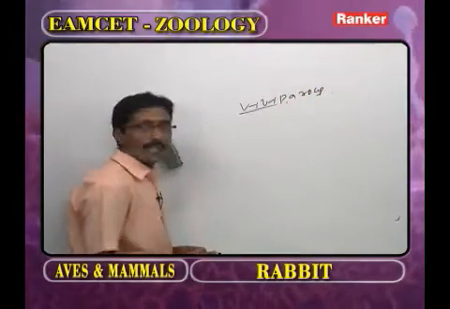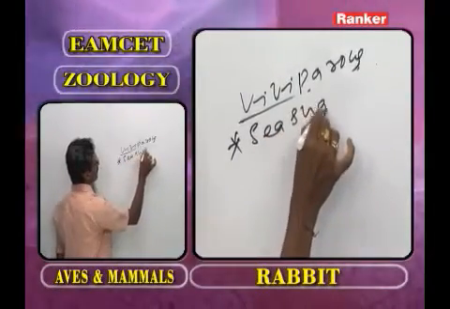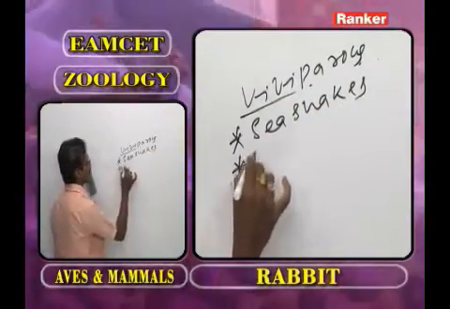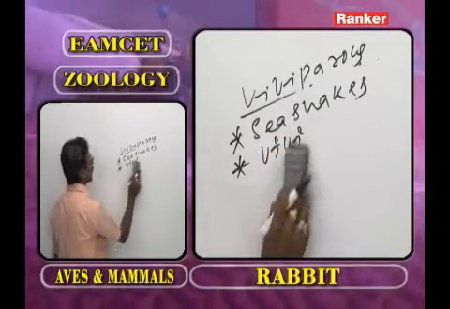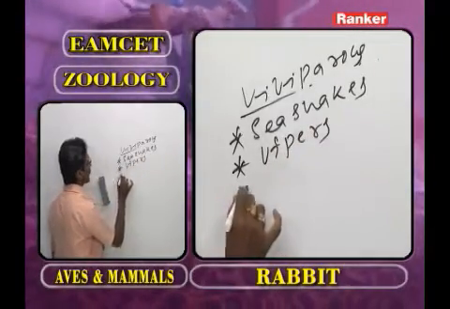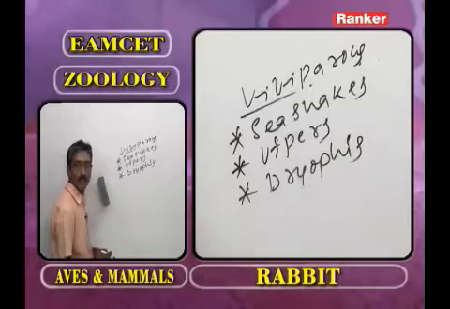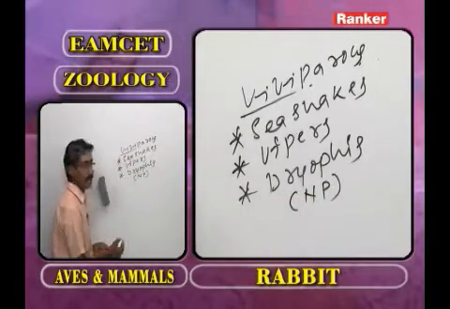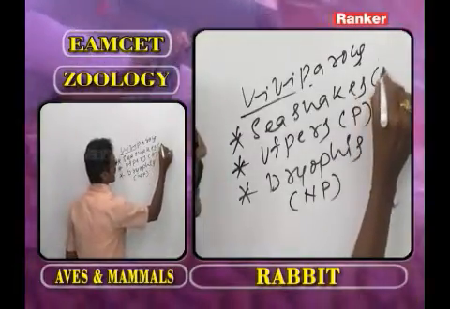what are the viviparous snakes? One example is the sea snakes. All sea snakes are viviparous. The second example is vipers. All vipers are viviparous. And the third example is the dryophis. Now the dryophis is a non-poisonous snake. Vipers are poisonous snakes. What about the sea snakes?